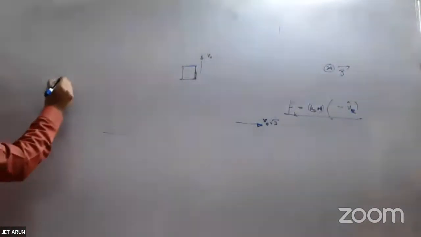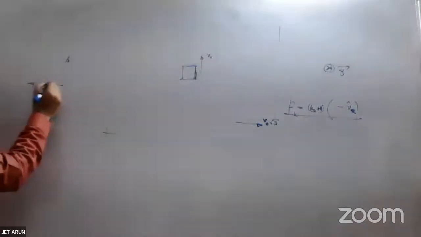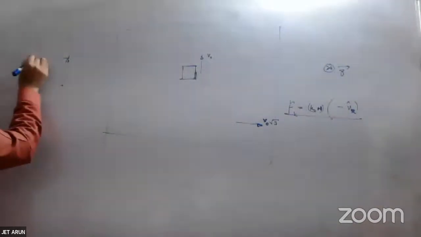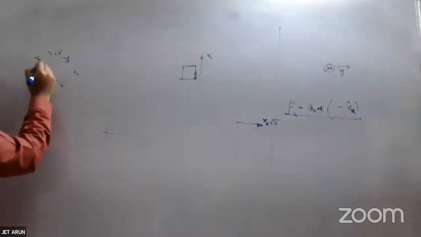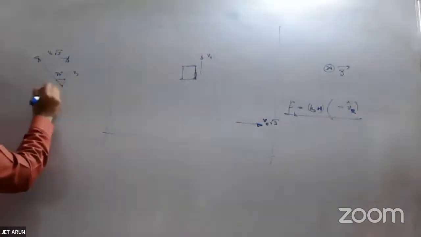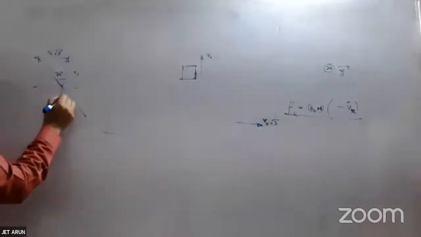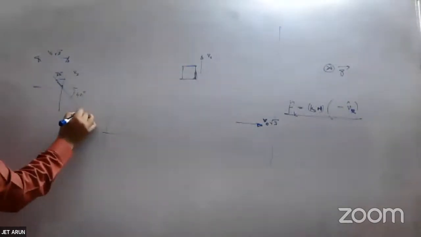I do the same thing. Velocity of this minus velocity of this. I add these two. V naught root 3 and V naught. So this angle becomes 30. So friction is now at an angle of 60 degrees below horizontal.